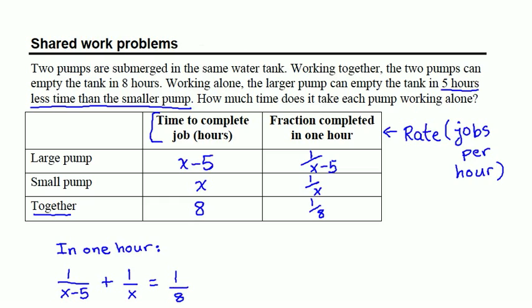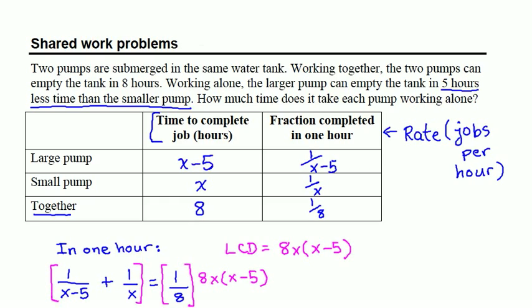This is a rational equation, so we need to find the LCD. None of these denominators have any common factors, so my LCD has all of the factors from the denominators. And I am going to multiply both sides of this equation by the LCD: 8x(x minus 5), 8x(x minus 5), 8x(x minus 5).